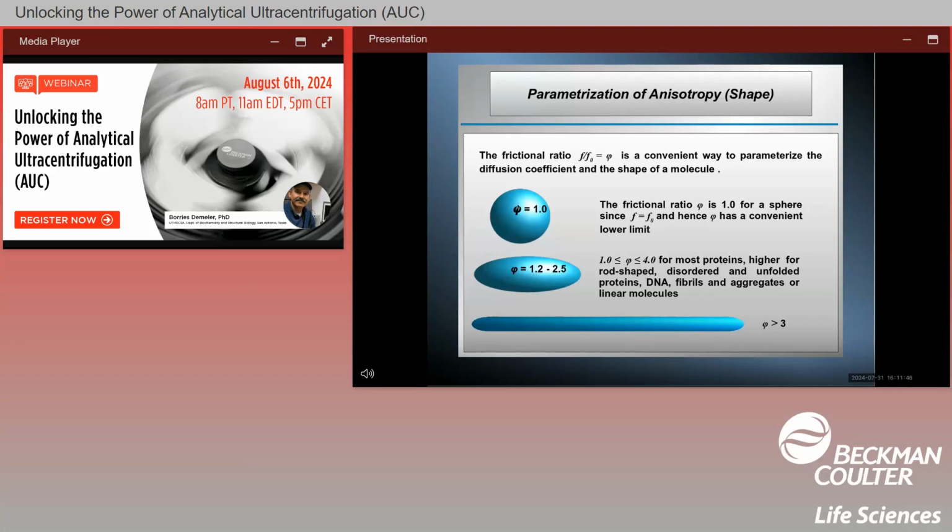If the frictional ratio is equal to 1, that means our molecule is a sphere. And if it's any larger than 1, it would be an extended molecule that is non-spherical. And for most proteins, if the molecule is well folded, the frictional ratio would be about 1.2, 1.3. But if it's unfolded or it is rod-shaped or disordered, we get values that are as large as 2.5 for the frictional ratio. If we have DNA molecules and fibrils or aggregates of linear molecules, we might see frictional ratios that are much larger than 2.5, and they would be larger than 3.